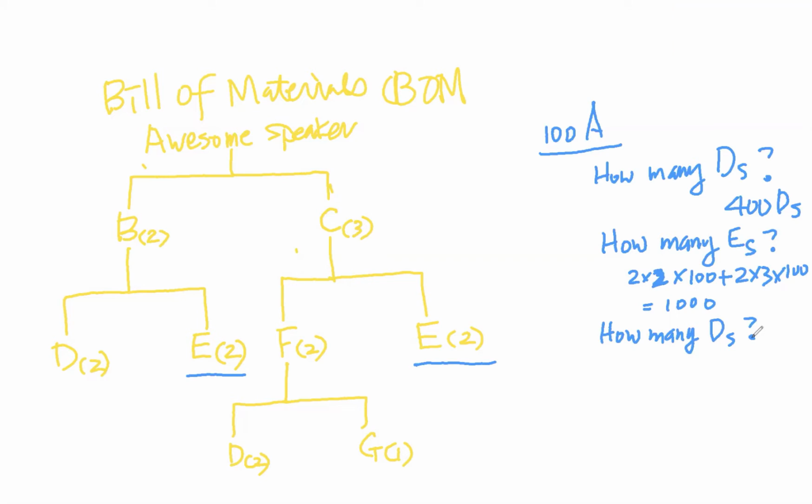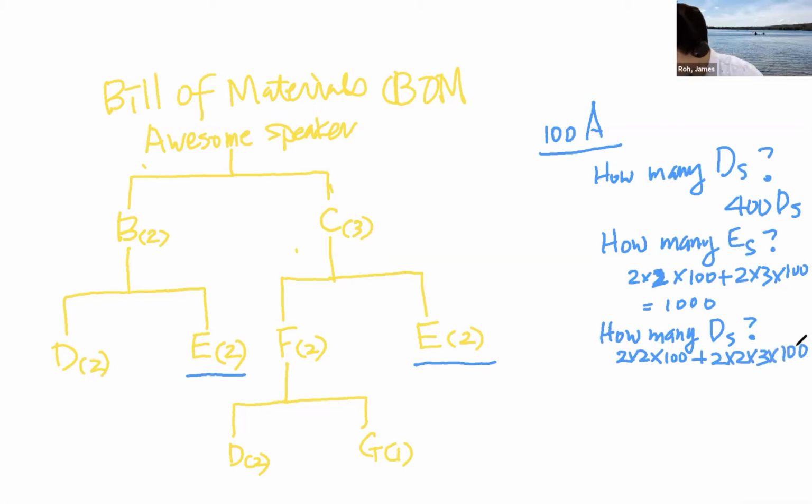So I did it on the left side. So you needed 2 B's, and for each B, you needed 2 D's. So I did 2 times 2 times 100. And then on the right, you need 2 D's for every F. But then I did 2 times 2, but then you also needed to account for the 3 C's. So I did 2 times 2 times 3 times 100, and then added both sides together. Very good. So that's 1,600. So that was pretty straightforward. You don't have to be intimidated.